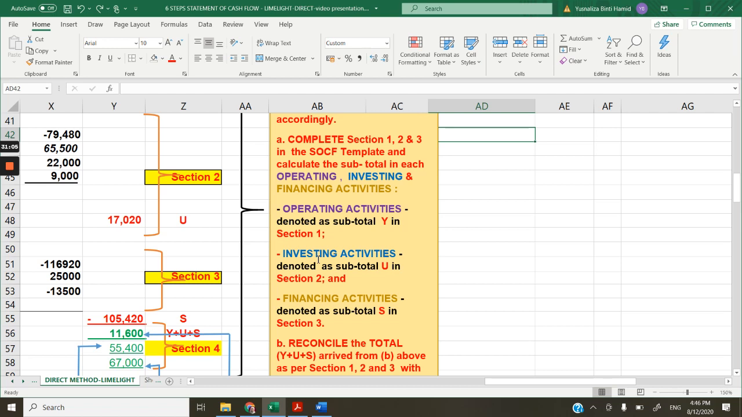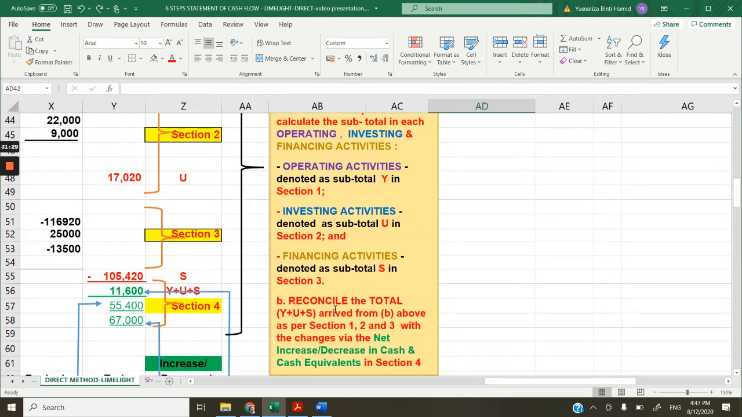There are some items that can go in more than one section. For example, dividends received can be put under operating activities, but in my case I put it under investing. That is fine. But you need to be sure that you transfer amounts according to what the standards prescribe, whatever is allowed by the standard. So then go and reconcile that.